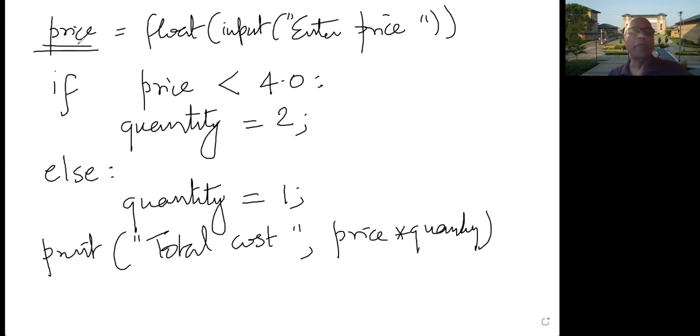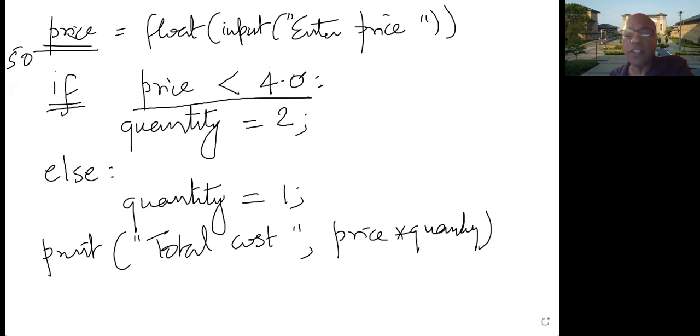So what will happen here? I read in the price of milk. Let's say it is $5. Let's imagine that the user entered $5. Then I check. This is an indication that we are going to check something. If it is the case, what is the case? Price is less than $4. The value of price is $5. Is 5 less than 4? No, that is not true.